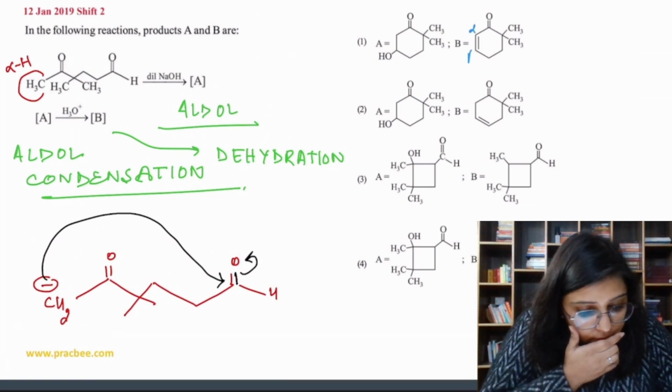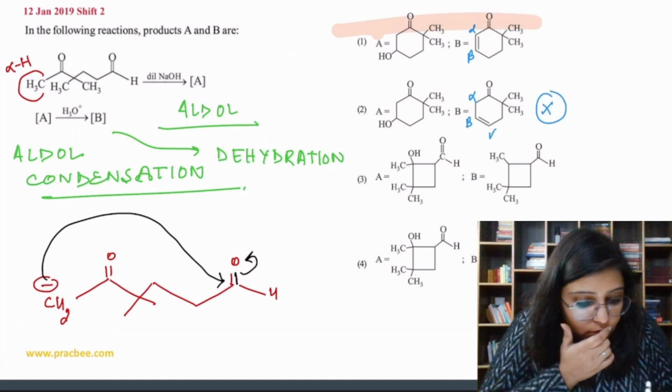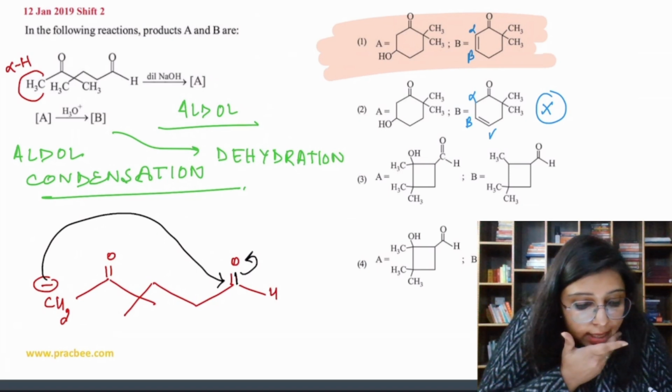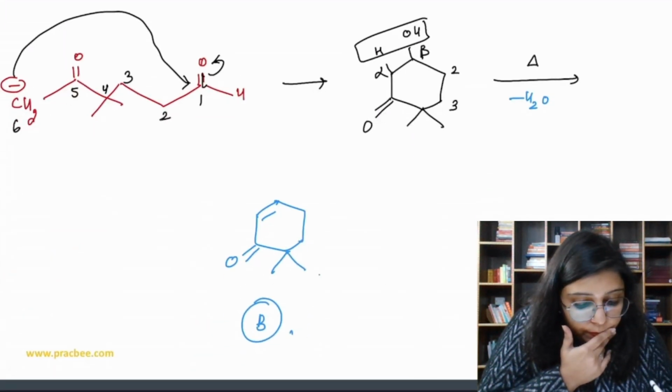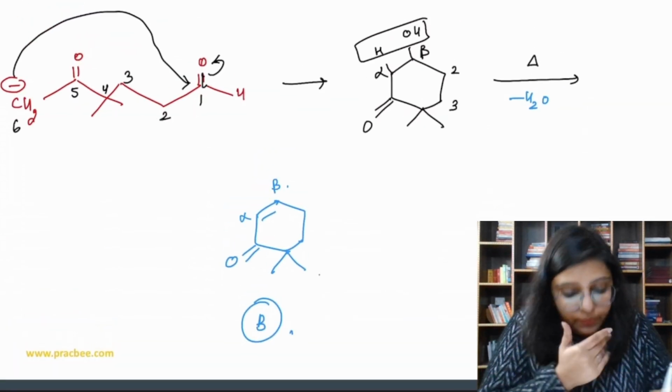This is alpha and this is beta. This is alpha, this is beta, this is gamma. So beta gamma no. So the correct option is option number 1. Okay, clear? That's it. See, this is alpha and this is beta.